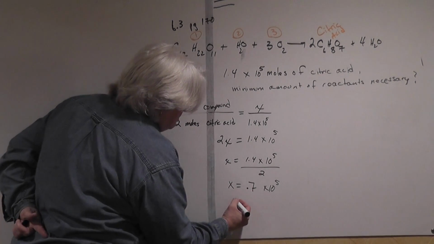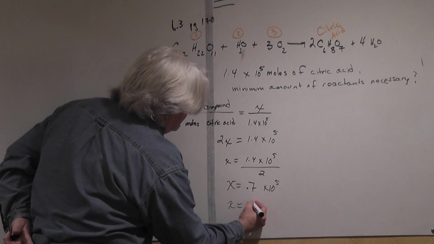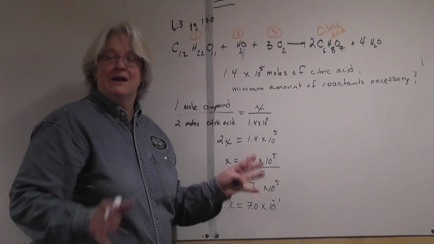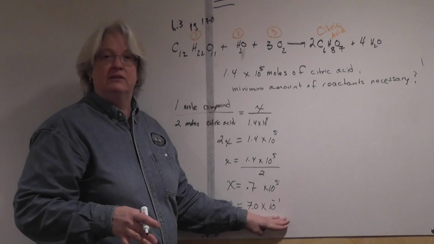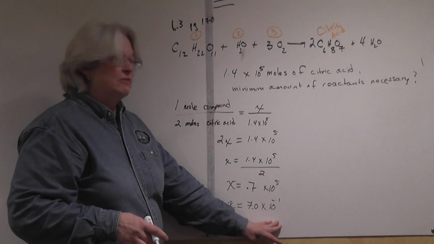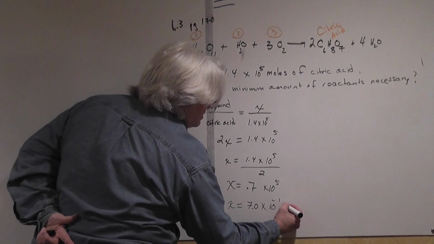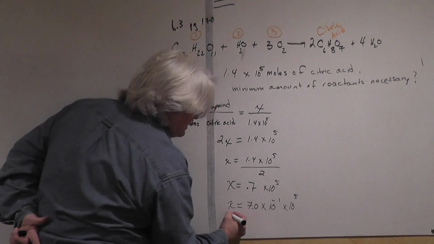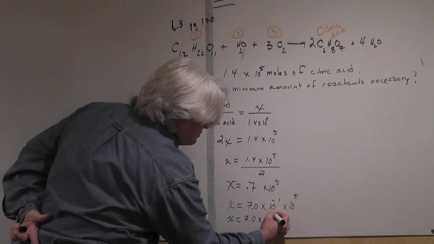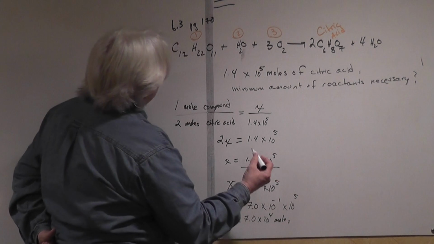So this becomes x is equal to 7.0 times 10 to the minus 1. We have to convert 0.7 into scientific notation. If we multiply it by 10 to get 7.0, we're going to have to divide it by 10 or multiply by 1/10, which is 10 to the minus 1 times 10 to the 5th. So we end up with x being equal to 7.0 times 10 to the 4th moles of the compound C12H22O11.